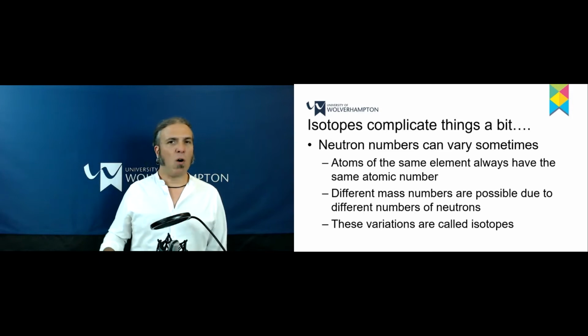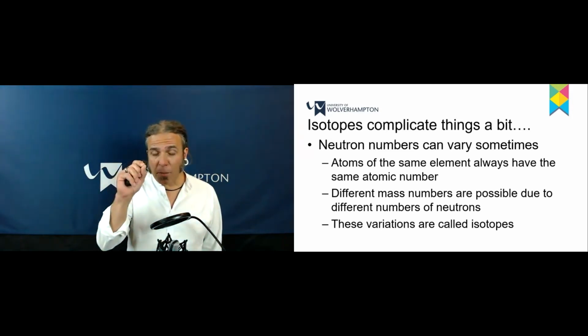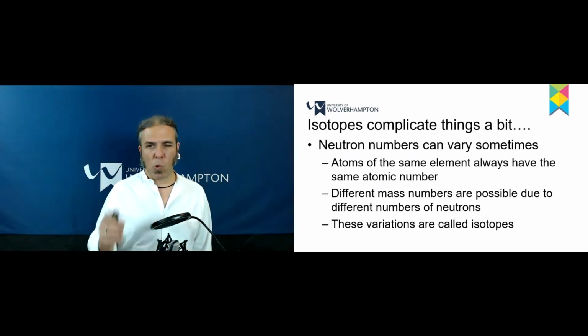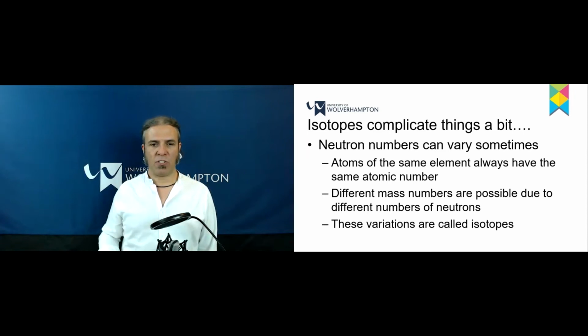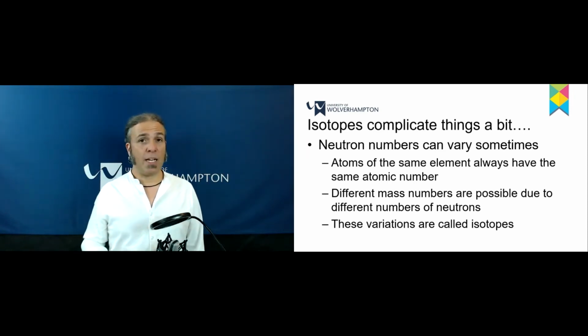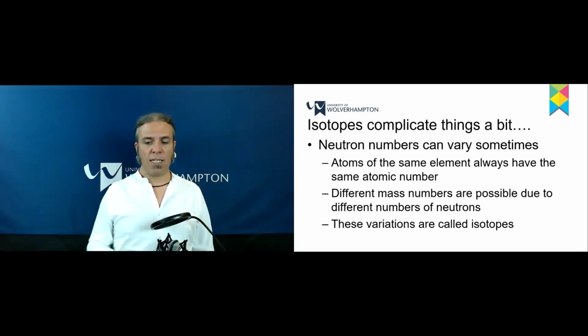And there are a whole variety of elements that do have isotopes. If you look on the periodic table, for instance, you will see some of them. And a really good example is chlorine, because that has got a number of 35.5, showing that it's actually made up of a number of different isotopes of that element.